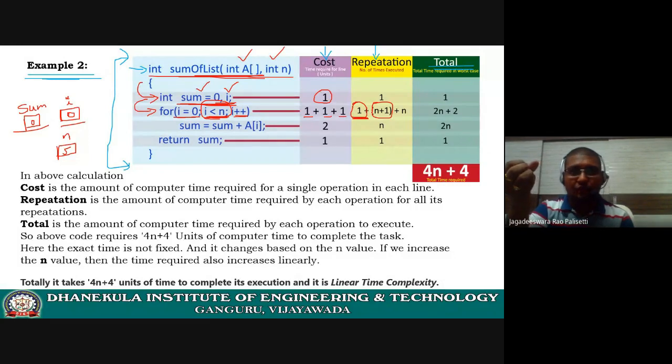In that situation also, we are comparing with 5. We verify whether 5 is less than 5 or not. Am I clear? So now it will take n plus 1 units of time. Okay. Similarly, what is the third field?